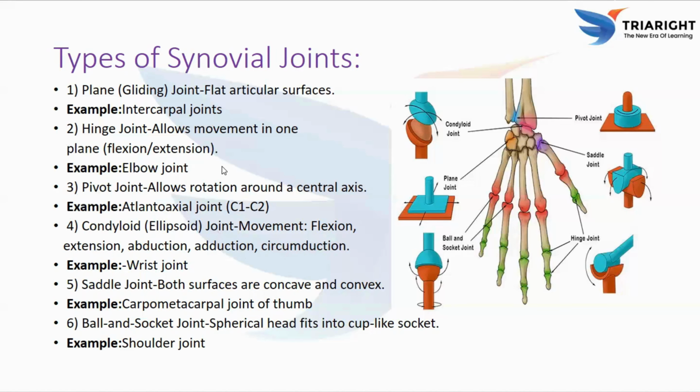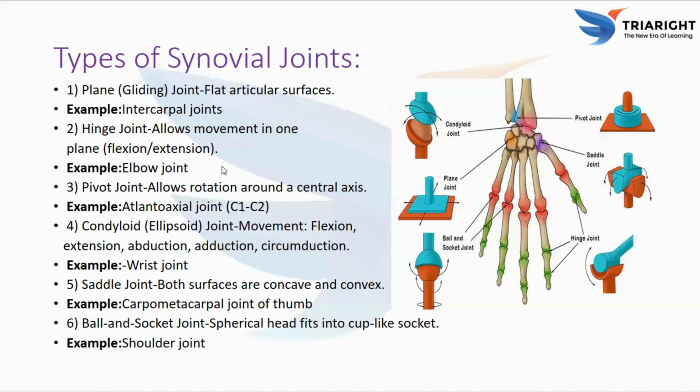So next, condyloid joint. So what do you mean by condyloid joint? So it helps in flexion, extension, abduction, and also the circumduction. So if you think of an oval shaped rock moving inside a shallow ball, this is the condyloid joint. It is also called the ellipsoid joint. For example, wrist joint, which is also called the radiocarpal joint.